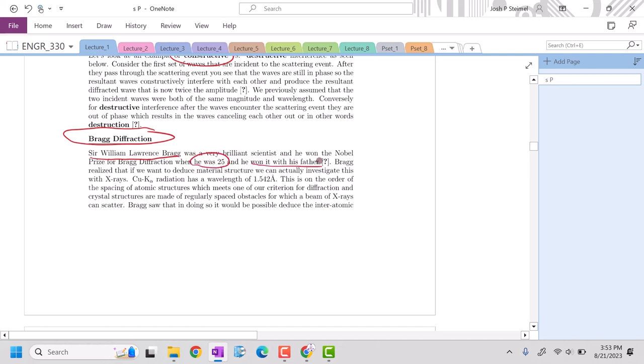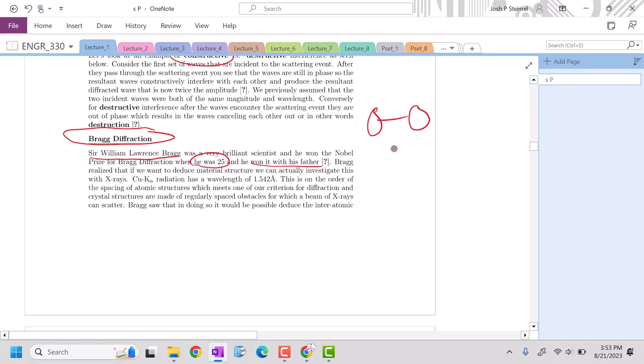But Bragg understood this concept of diffraction, and specifically constructive and destructive interference, and understood that I need to explore structures with regular spacings, and the wavelength that I use has to be commensurate with the size of these spacings.